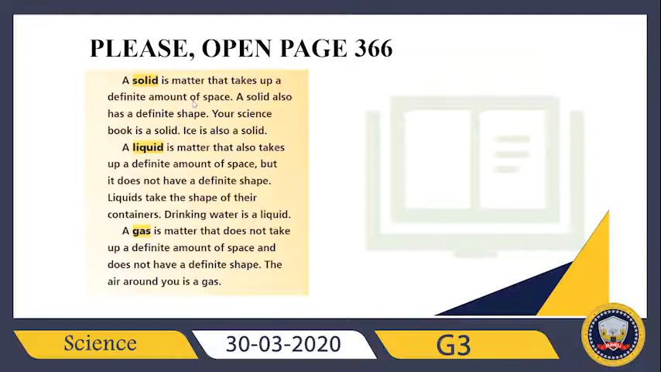What about liquids? Liquid is matter that also takes up a definite amount of space. It means it has definite volume, but it does not have a definite shape. Remember, when you pour the water into a container, it will take the container's shape. What about gas? Gas is matter that does not take up a definite amount of space and does not have a definite shape. So it doesn't have volume, and it doesn't have a shape.